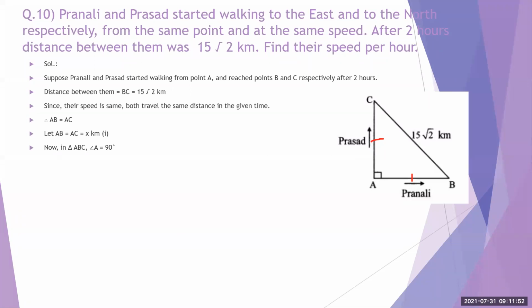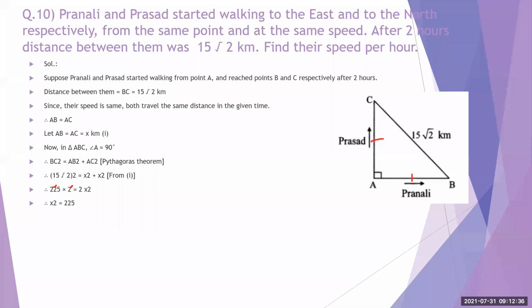So here, we can use the Pythagoras theorem. The Pythagoras theorem says BC square is equal to AB square plus AC square. We have the measurement of BC, that is equal to 15 root 2, squared, and AB and AC we have taken equal to x. So it is x square plus x square. So we get this is equal to 2x square. The square of 15 is 225 and the square of root 2 is 2, and this is 2 into x square. So here we get x square is equal to 225, right? The 2 gets cancelled and x square is equal to 225.